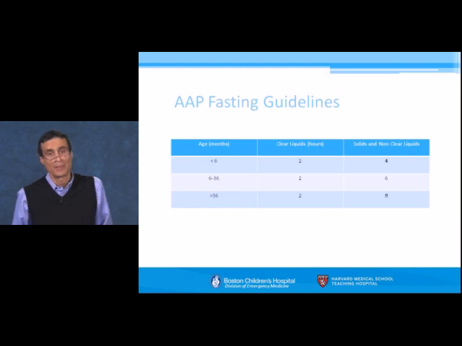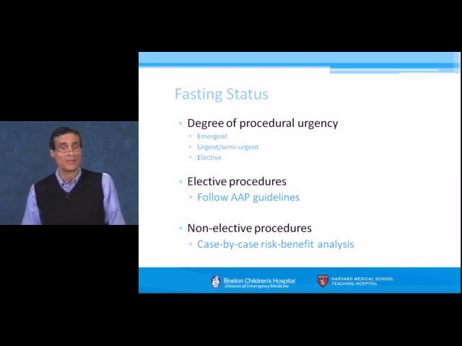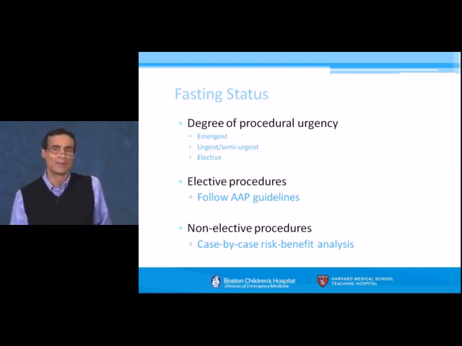Now, these are for elective procedures, and I want to be very clear about this, that the fasting status is basically determined by the degree of procedural urgency. So, if you have an elective procedure, a patient's being scheduled for that, one should absolutely follow AAP fasting guidelines. However, if you have an emergent or an urgent procedure that needs to be accomplished, and usually this occurs in the emergency department, then a risk-benefit assessment is done on a case-by-case basis.